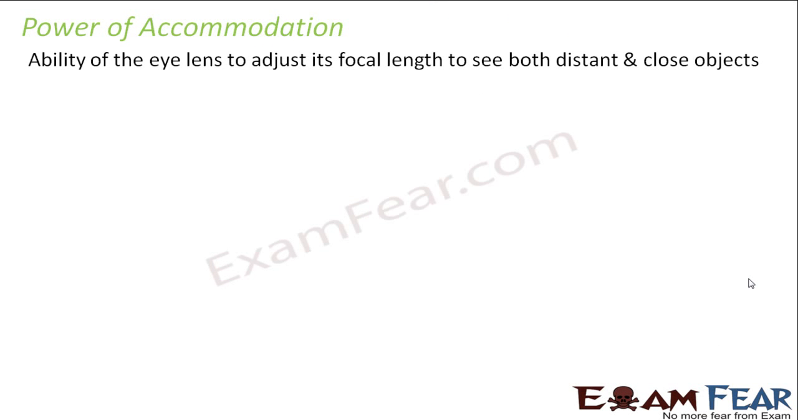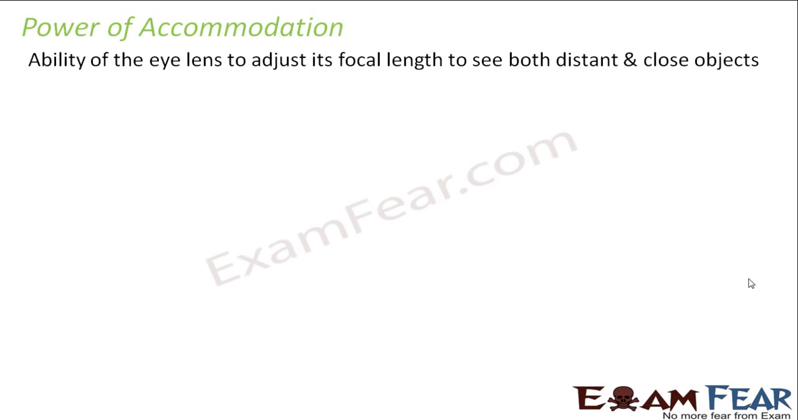Now let us talk about something called power of accommodation. What do I mean by power of accommodation? It is the ability of the eye lens to adjust its focal length to see both distant and close objects. That is called power of accommodation. That means how much the eye lens can adjust its focal length. There has to be some limitation.